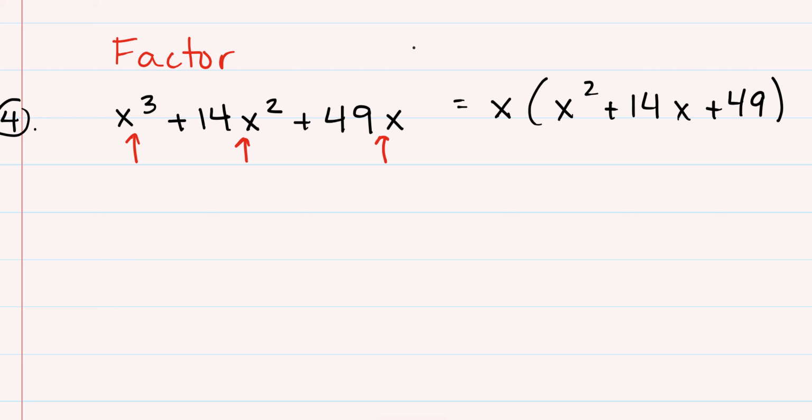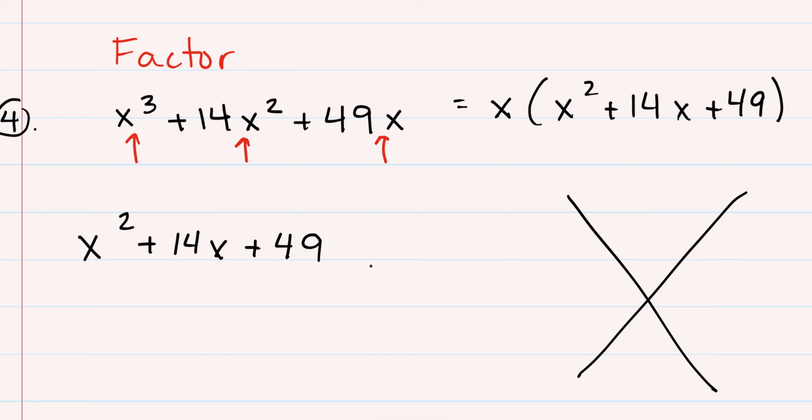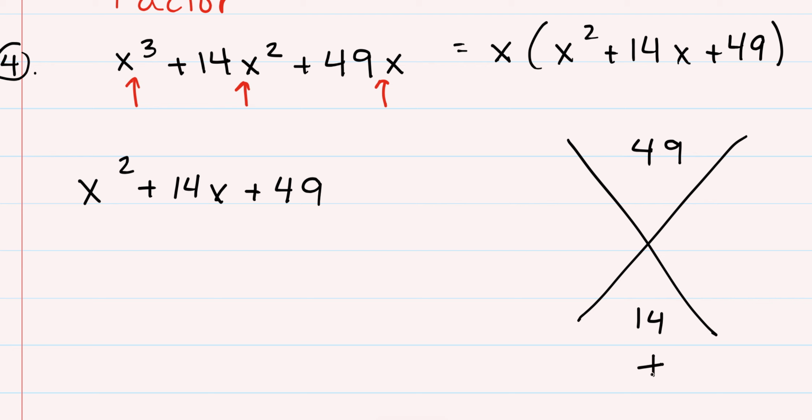Now let's factor this piece. That's what I'm going to focus on, so I'm going to ignore this x. I'm going to do that process I had for a trinomial where the coefficient in the front was a 1. So I put this number at the bottom, 14, and this number, 49, at the top. And I look for two numbers that add to give me 14 and multiply to give me 49.